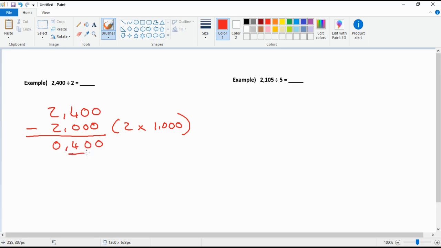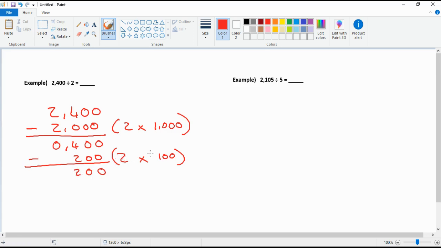Now I need to start thinking about this. What can I multiply by 2 to get me close to this number or exactly this number? Now I'm just going to do like the book and do times 100. 2 times 100 is 200. And we subtract now. 0 minus 0 is 0. 0 minus 0, 0. 4 minus 2 is 2.